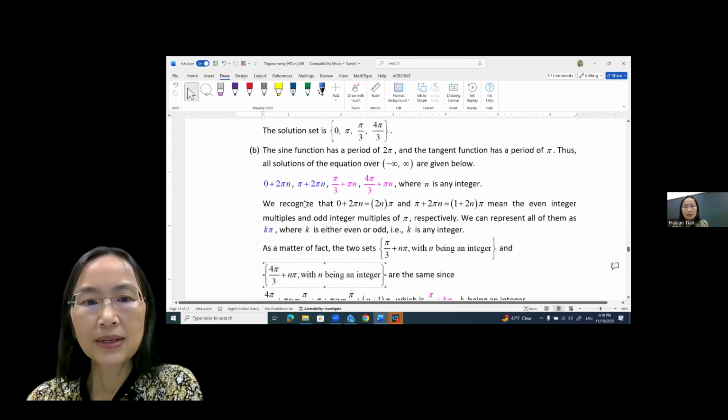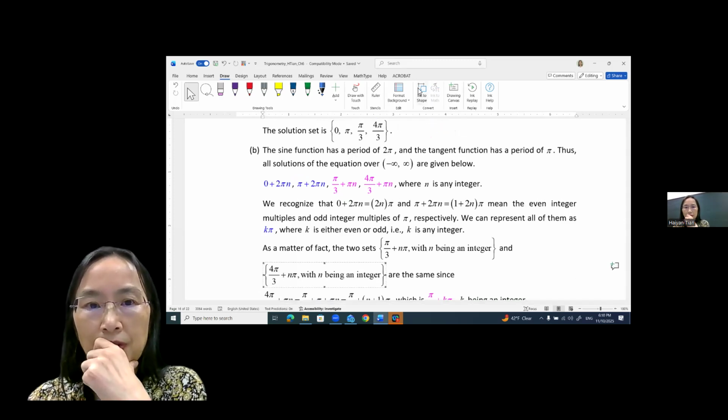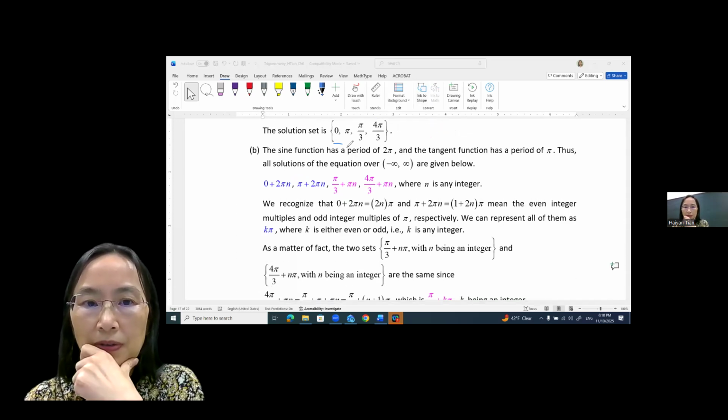We can list all solutions. So we have a total of 4 solutions: 0, pi, pi over 3, 4 pi over 3.